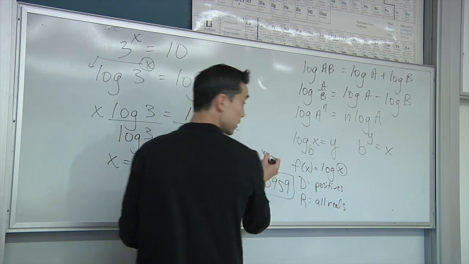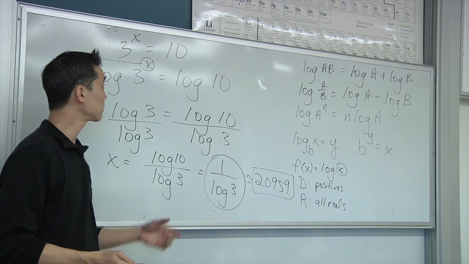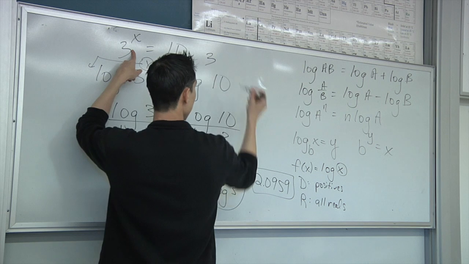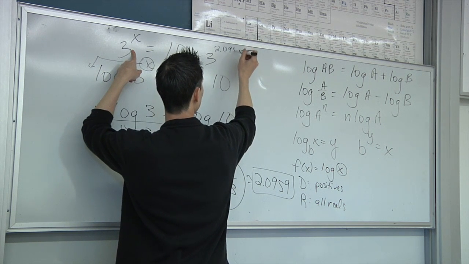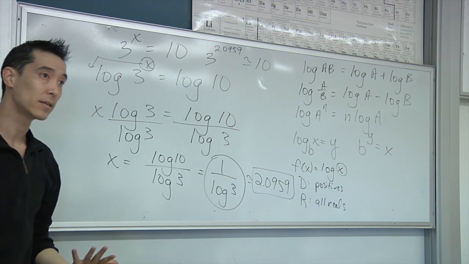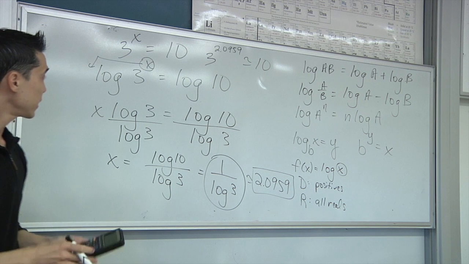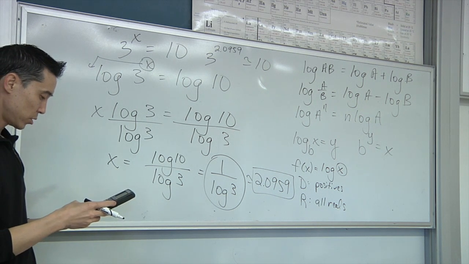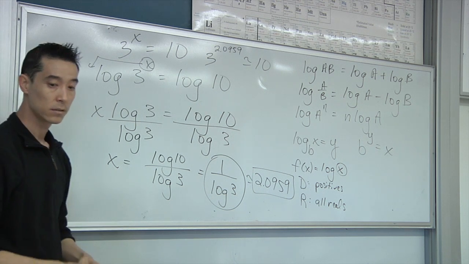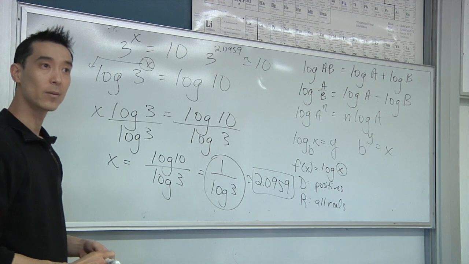Does everybody see that? And why am I doing that? I want to check to see if the original answer is correct. So now go into your calculator and let's look at what 3 raised to the 2.0959 is. It should be very, very close to 10. If it is, then we did it right. If not, something went wrong. Is everybody with me on that? So in your calculator, type 3 to the 2.0959, and what do you get? Should be super close to 10. And then we feel good about ourselves.